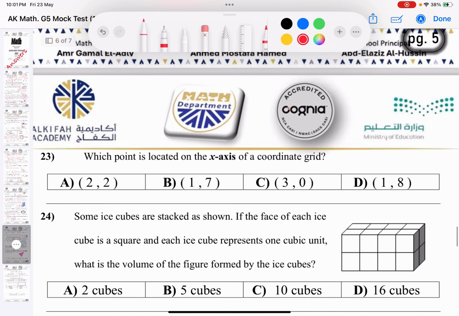Now the next one, which point is located on the x-axis? I told you before, if the point is located on the x-axis, its y-coordinate will be 0. So where is the 0 in the y-coordinate? It's 2, it's 7, so it will be C, because here the y-coordinate is 0.